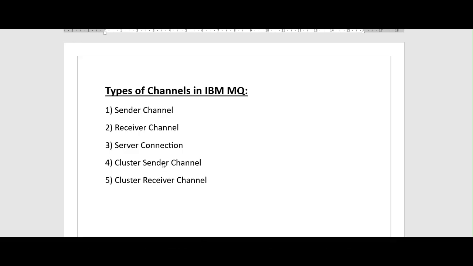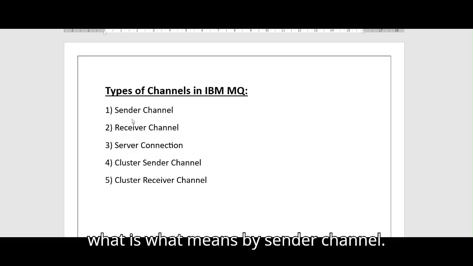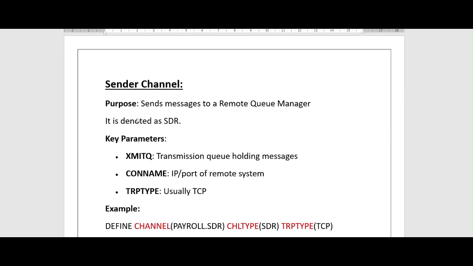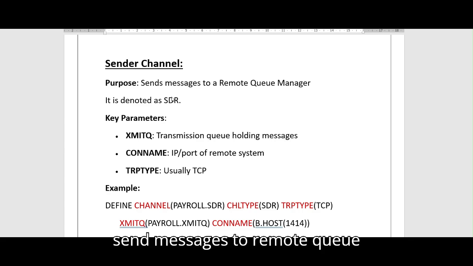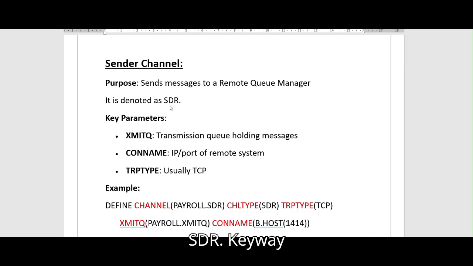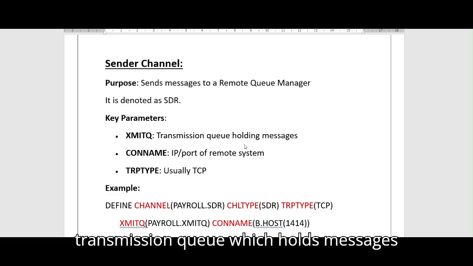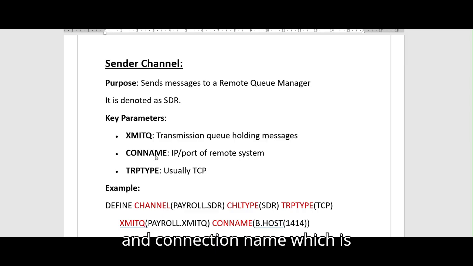Now let us see what is meant by sender channel. The purpose of a sender channel is to send messages to a remote queue manager. It is denoted as SDR. Key parameters are xmit queue, also known as transmission queue, which holds messages, and connection name, which is the IP address of a remote system, and TRPTYPE, which is transport type, where we usually give TCP.